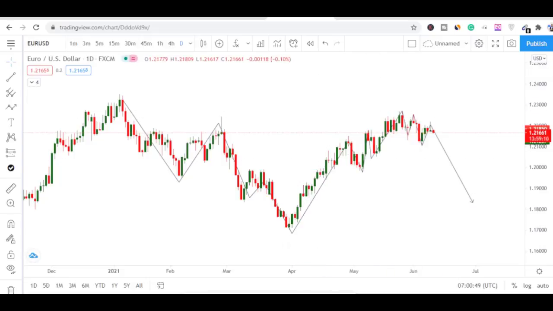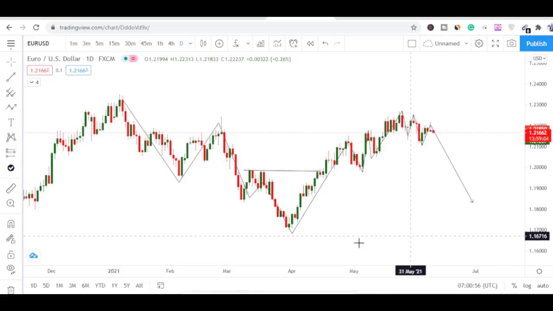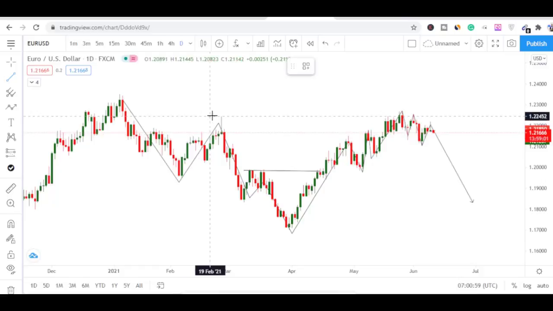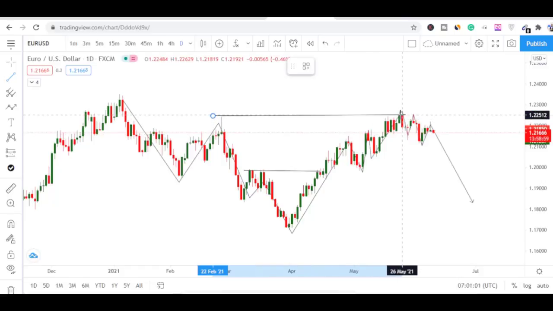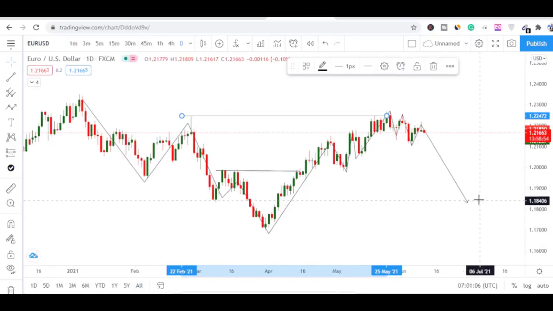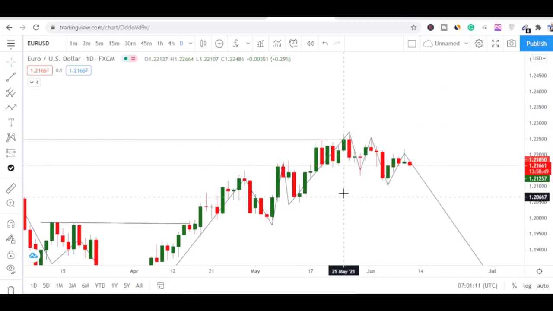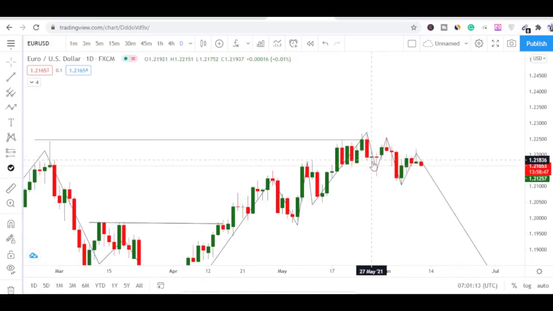So you see the analogy right now, which I just gave. You see this where structure was broken to the upside, and this also broke a major structure. Yes, you can see it broke it. If I zoom in, you can see clearly that it actually broke it. And what happened, price came down and broke this structure as well. I hope you are getting what I'm trying to do. It broke this structure, meaning that we are currently on a bearish move.